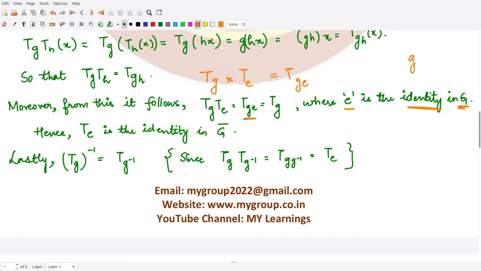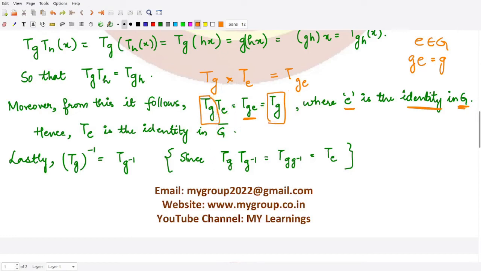Now G into E is equal to G only. Why? Because E is the identity in the group capital G, so therefore this is just G, so this is TG. So that means when you compose TG with TE, you are again getting back TG, so therefore this TE would act as identity over here. So therefore we obtain the identity of the group G bar also, right?